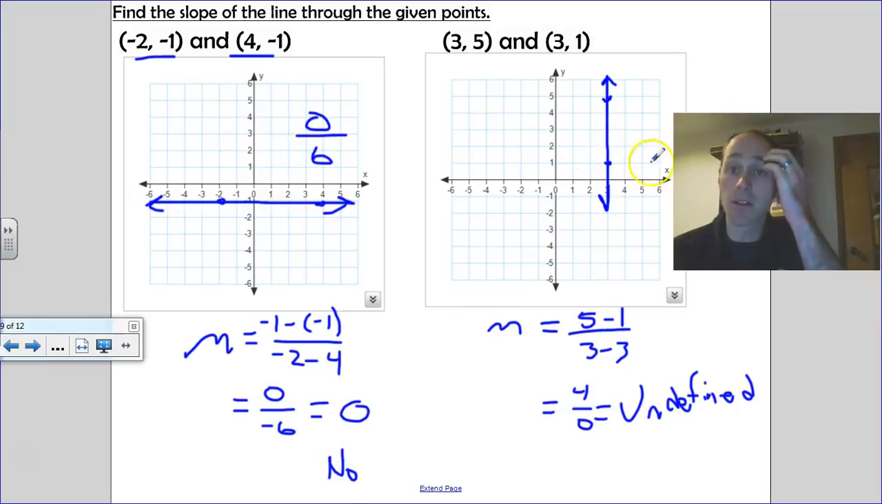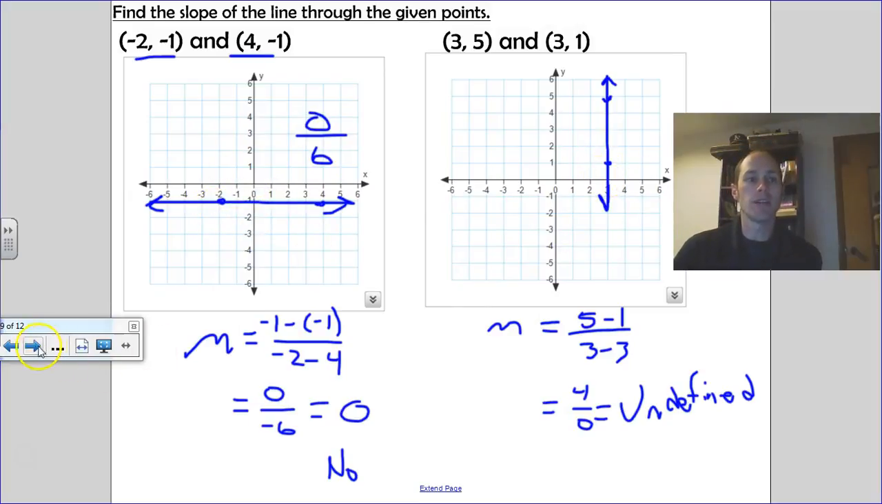But in this example over here, it's a little bit different. (3, 5) and (3, 1), it has a rise, but it doesn't have a run. So we end up dividing by 0, which we can't do. So we'd say it has undefined slope. We just can't put it in words what this is. Also because it's not a function. Okay, so 0 slope or no slope because it doesn't rise.